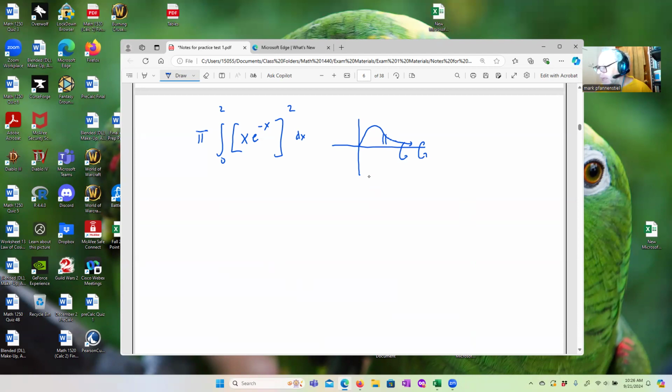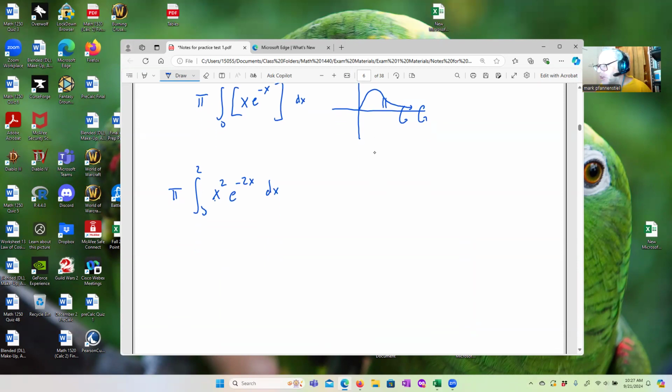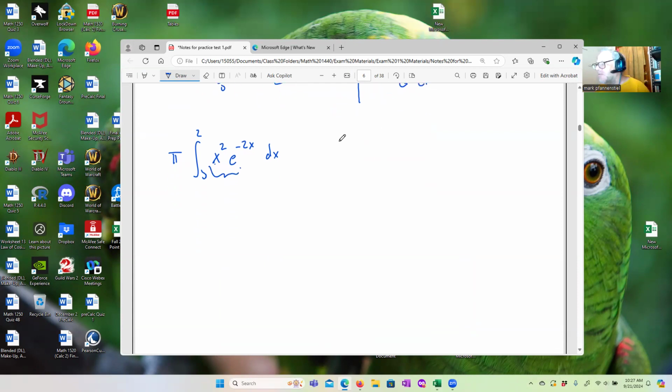Now for this problem, we have pi times the integral from 0 to 2 of x squared e to the negative 2x dx. Remember your exponent rules to be able to do that. Now, we have a polynomial times an exponential. Oh no, that's integration by parts, isn't it? So let u equal x squared, and you could do tabular integration too, that's fine. du equals 2x dx, dv equals e to the negative 2x dx, v equals negative 1/2 e to the negative 2x.